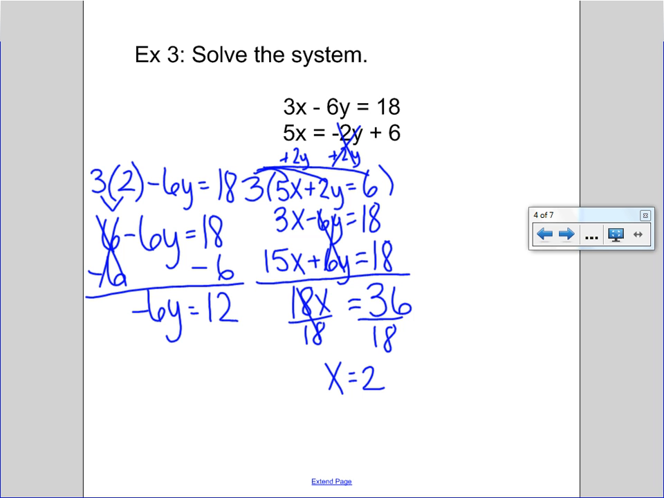Now to get y by itself, I'm going to divide by -6. What I do to one side, I must do to the other. Cancels, so I have that y equals a negative 2. So my final answer, my solution to the system, is going to be 2, negative 2.